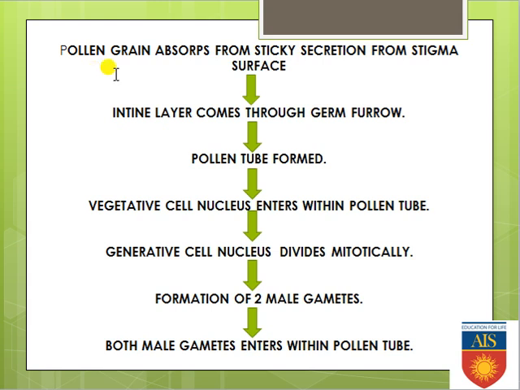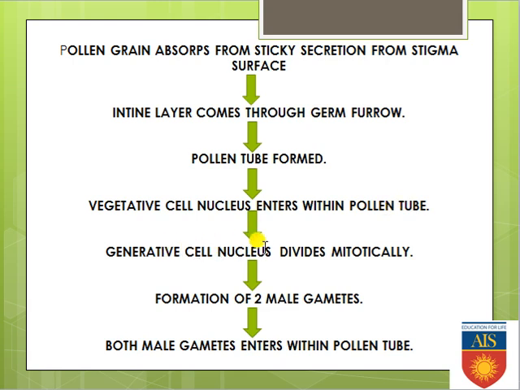After absorbing the sticky secretion from the surface of stigma, the intine layer of the pollen grain comes out through the germ furrow, that we also know. And by coming out through the germ furrow, it forms the pollen tube. Now the point is, after formation of the pollen tube, the vegetative cell nucleus enters within the pollen tube. Out of the vegetative cell and generative cell, only the vegetative cell nucleus enters the pollen tube initially.